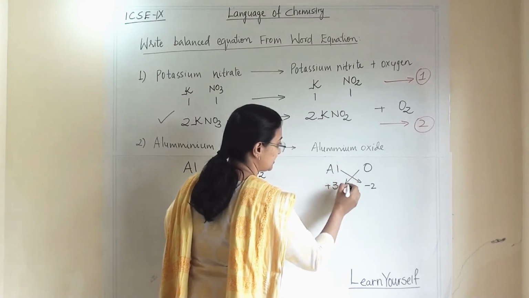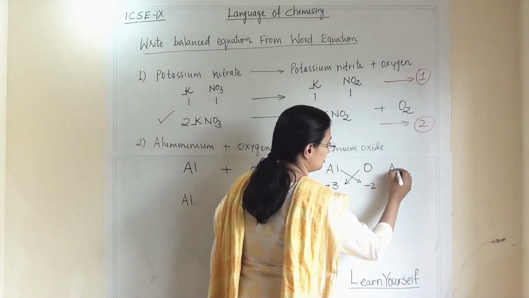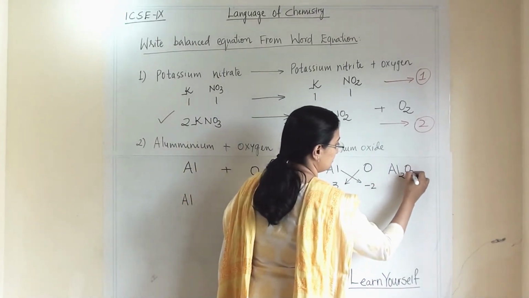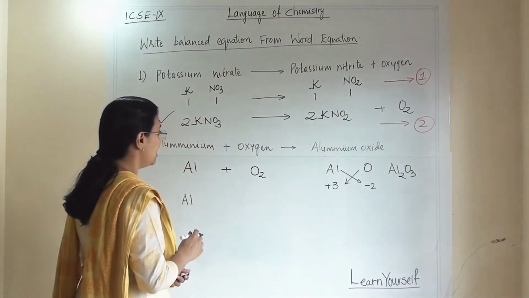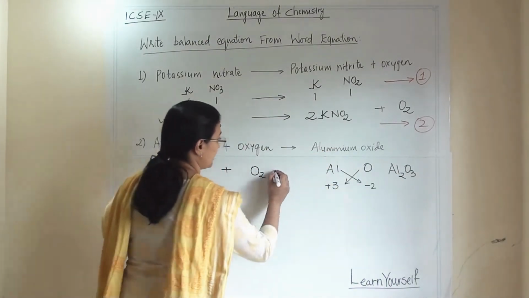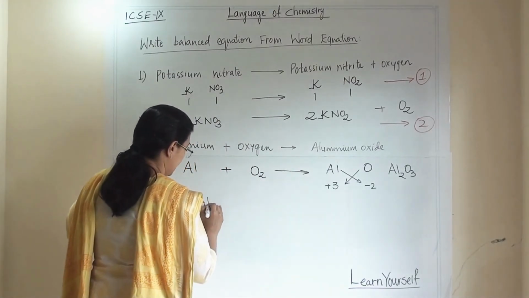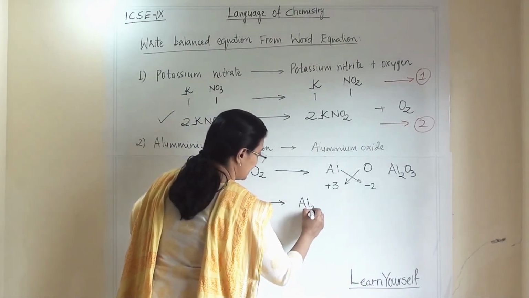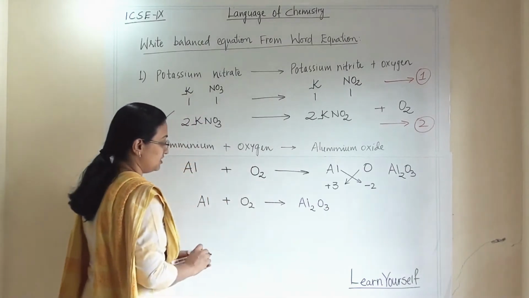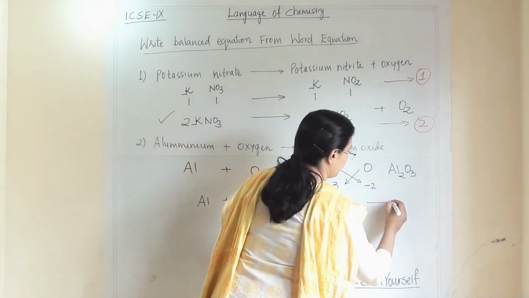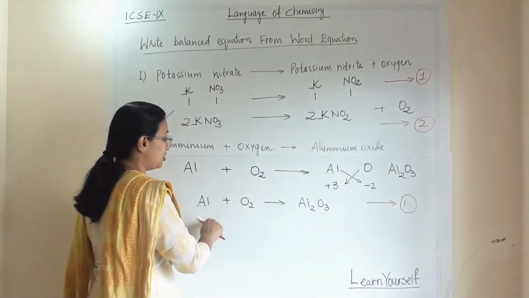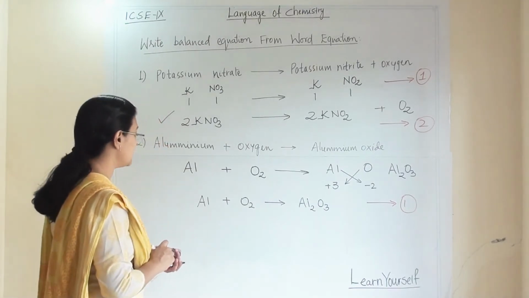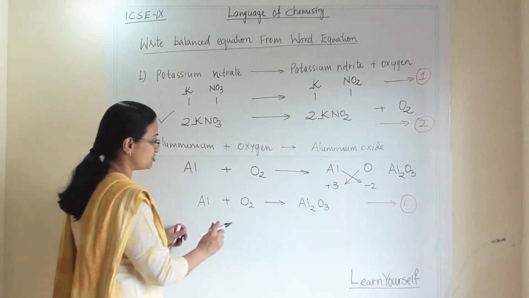So by the crisscross method we will get the molecular formula Al2O3. So now our equation is Al plus O2 will give us Al2O3. Now this is our first step: with all the molecular formulas we have to just write a molecular equation. Now we are going towards the second step, that is balancing of an equation.